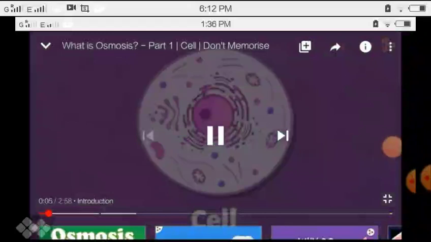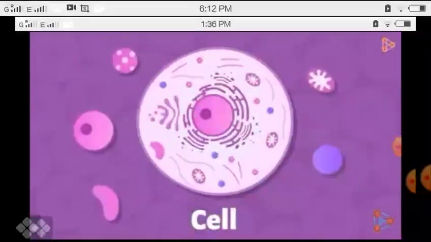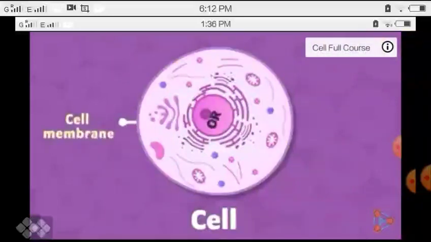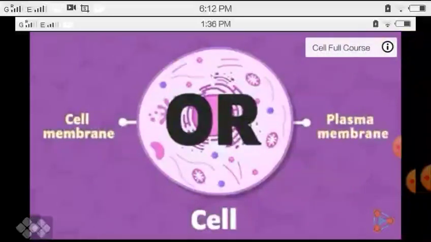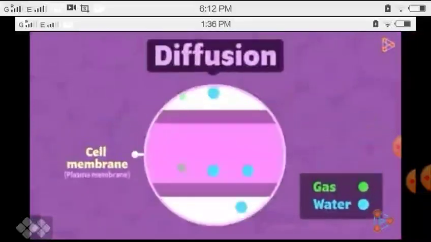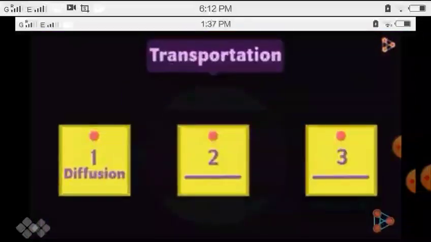Here's a cell on your screen. We have already seen that the various organelles inside it are compactly packed inside a delicate membrane called the cell membrane or the plasma membrane. We've even seen that the cell membrane makes use of diffusion to transport gas and water molecules in and out of the cell. However, diffusion is not the only process employed. There are a few more. Let's have a look at these methods in this video.